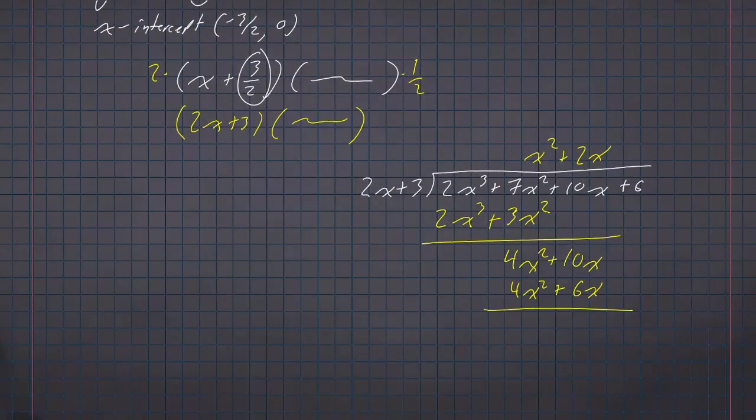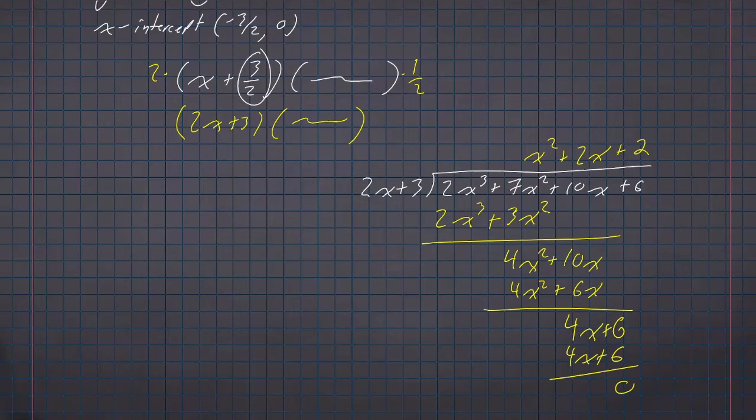And if I subtract there, I get 4x. Drop down the last guy, which is plus 6. And one last time, I look at 2x, I look at 4x. 2x times 2 is 4x. So I'll write down a plus 2 up here, and I'll multiply. 2x times 2x plus 3 is 4x plus 6. I'll subtract that off. I'll get 0. There's nothing else to drop down.